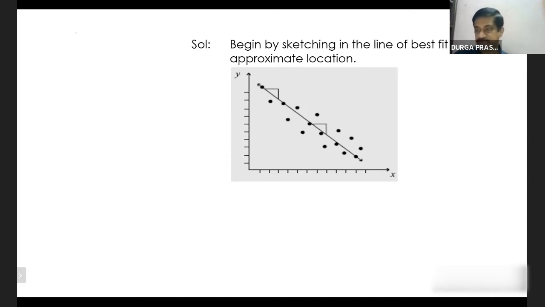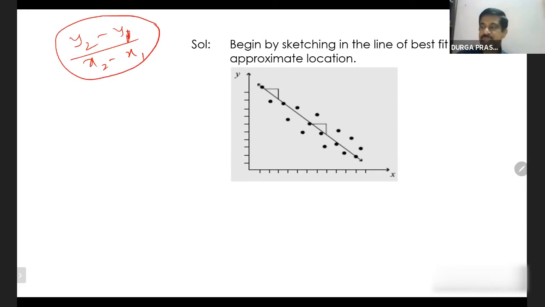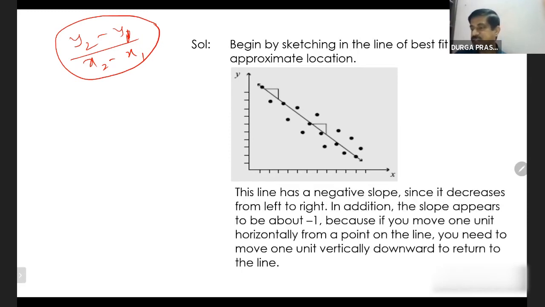So it is our responsibility to draw the line of best fit. Now we should use y2 minus y1 by x2 minus x1, then we'll get the slope. Any 2 points you take, here this is x2 minus x1, this is y2 minus y1. Drop onto the x-axis and y-axis and get that. Just look at this: the line has a negative slope. We know very clearly it is decreasing, so it is a negative slope.